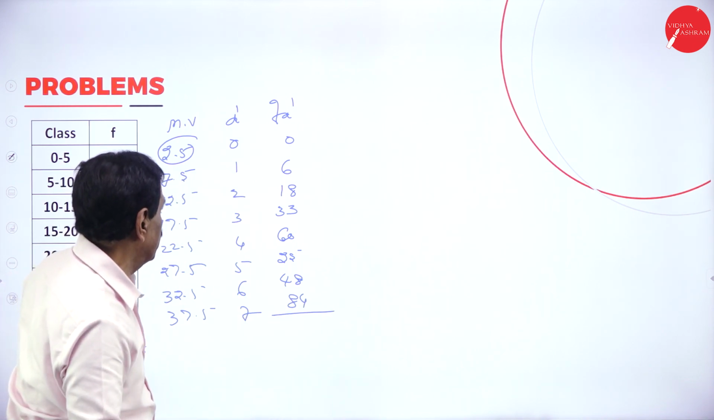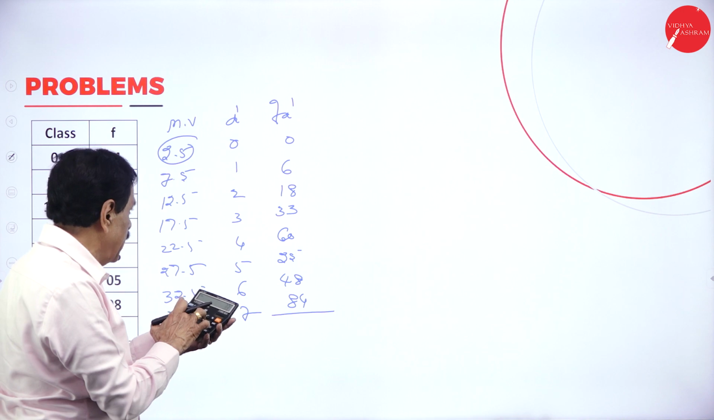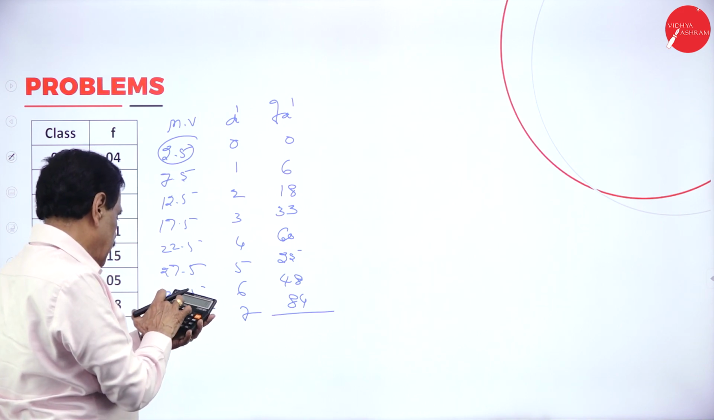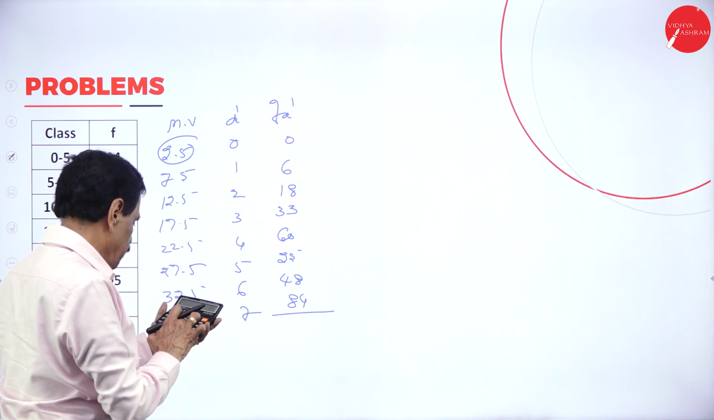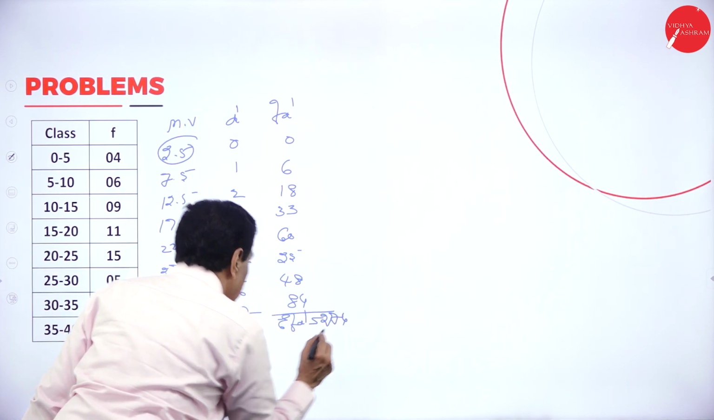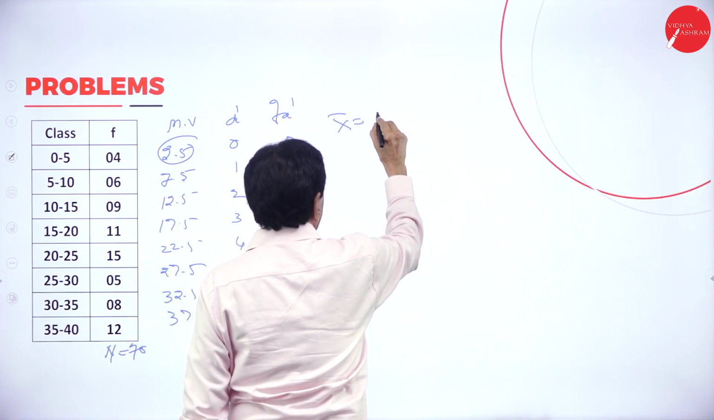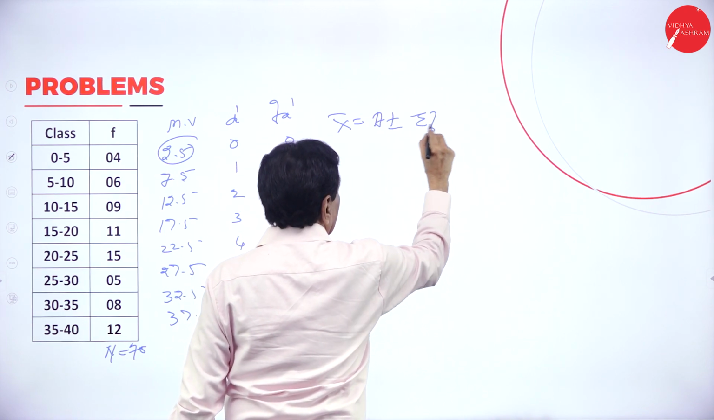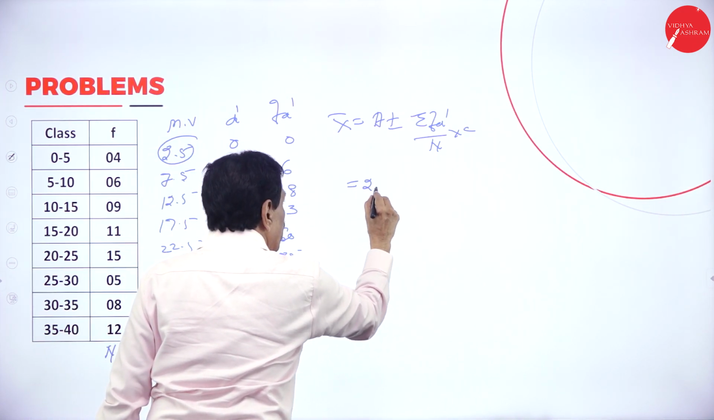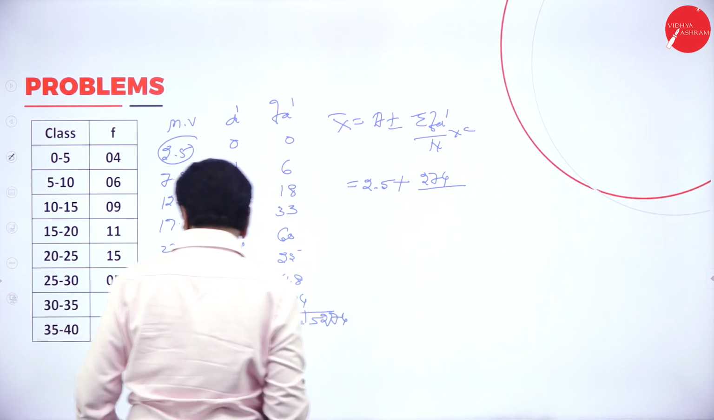Add the figure one by one. First is 6 plus 18 plus 33 plus 60 plus 25 plus 48 plus 84. It comes to 274. Sigma fd' is 274. What is total number of frequency? 70. Apply the formula. Mean is equal to A plus or minus sigma fd' divided by n into C. What is your assumed? 2.5. What is your sigma fd'? 274. What is number of frequencies? 70.